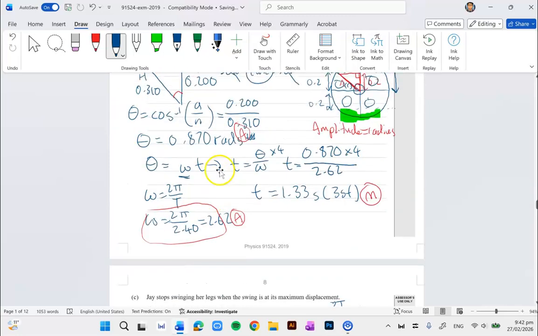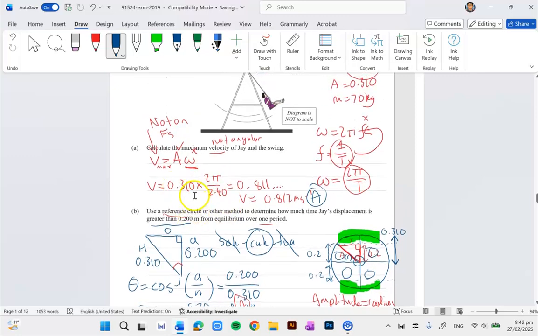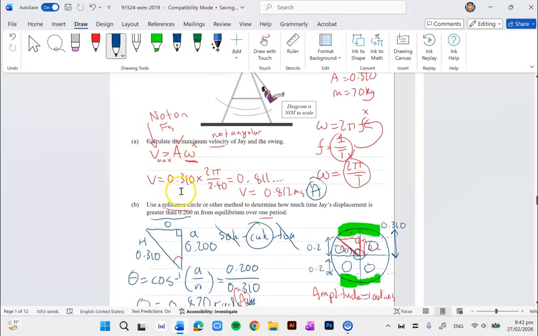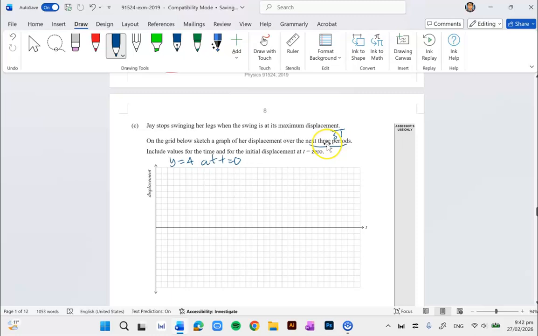So her amplitude was 0.310. So I'm going to put that roughly here, okay? And 0.310, that's A. And also negative amplitude, so negative 0.310, the opposite side. Okay, so now we've got our two amplitude values.